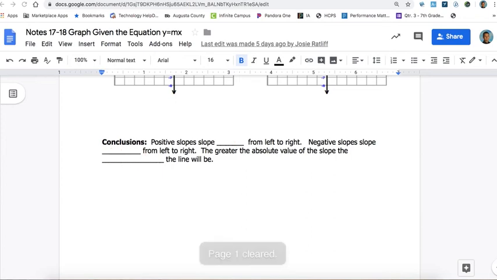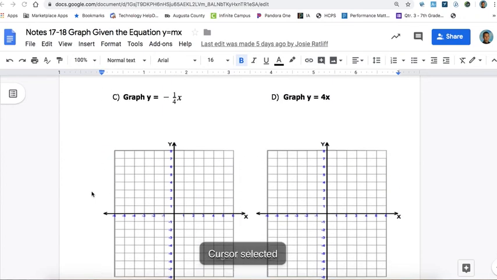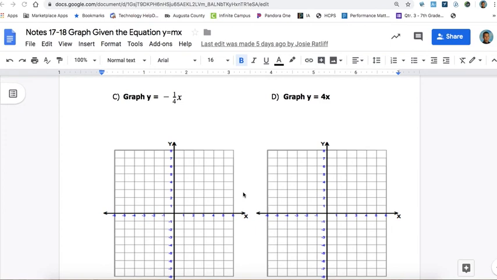I want you to look at the graphs on your paper. I want you to compare these two here. Notice the steepness of this one compared to this one. This one was a lot steeper because it has a greater absolute value. This is an absolute value of 4, and this is an absolute value of 1/4. So it's going to be a lot steeper.